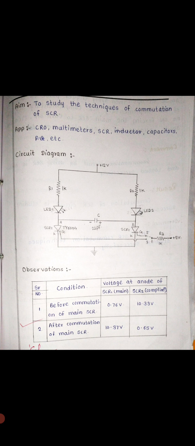The forced commutation circuits are classified into two groups: the circuit that will reduce the anode current below the holding current, and the circuit that applies a reverse negative voltage across the conducting SCR. These are the different types of forced commutation: the current commutation circuit, and the second one is the voltage commutation circuit. Here the commutation of the SCR circuit is studied successfully.